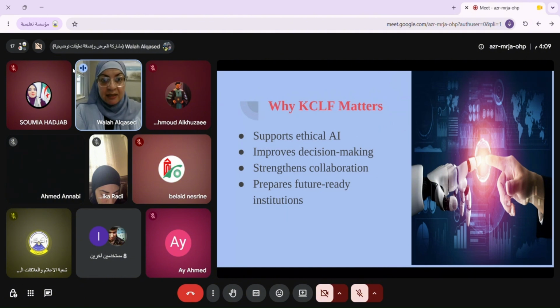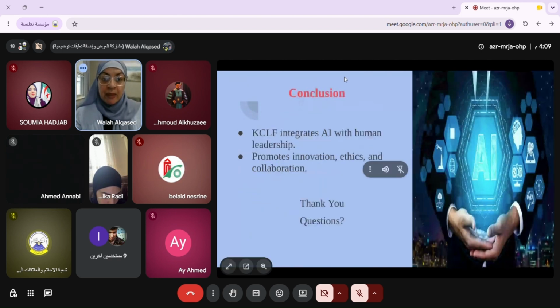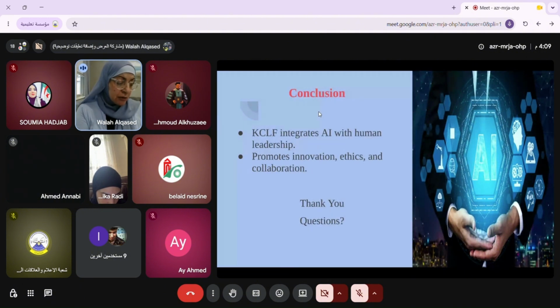Why KCLF matters? KCLF helps educational leaders integrate artificial intelligence with human values, improve collaboration, support ethical decision-making, and prepare institutions for future challenges. Conclusion. KCLF, in conclusion, the knowledge convergence leadership framework provides a practical vision for educational leadership in the AI era.